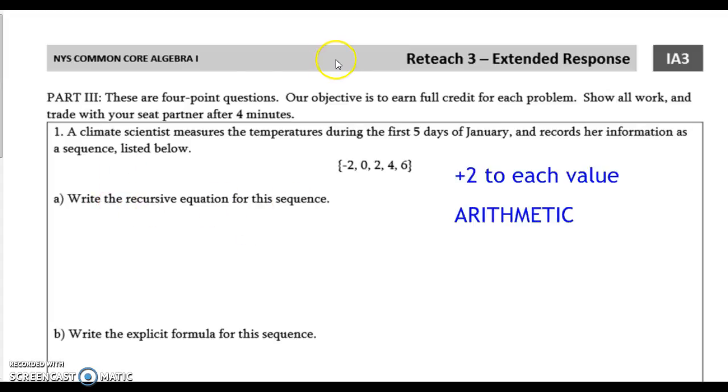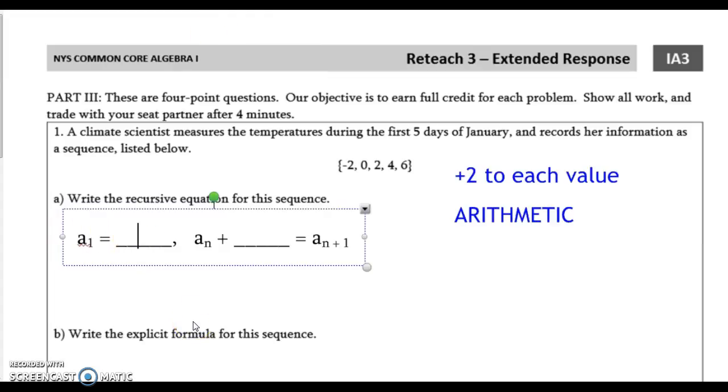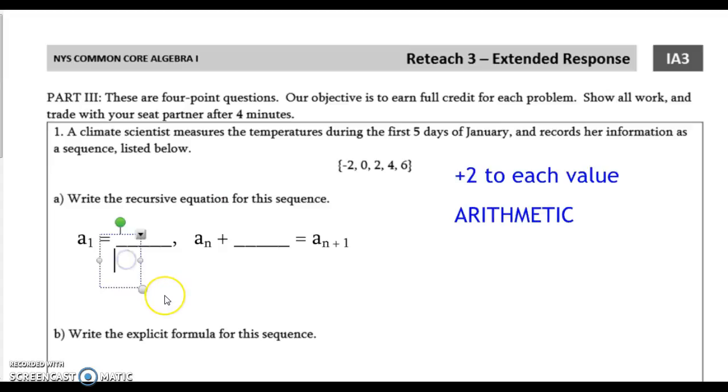The recursive equation for an arithmetic sequence is as follows. It's simply the starting value, which is a1, and then an, which is any term, plus the pattern is equal to a sub n plus 1. So we know that a sub 1 in this case is negative 2. So we'll type in negative 2 here. Then an plus, well, we know that the pattern is adding 2. So we'll take this 2, and I'll put it in that slot, and we're done.